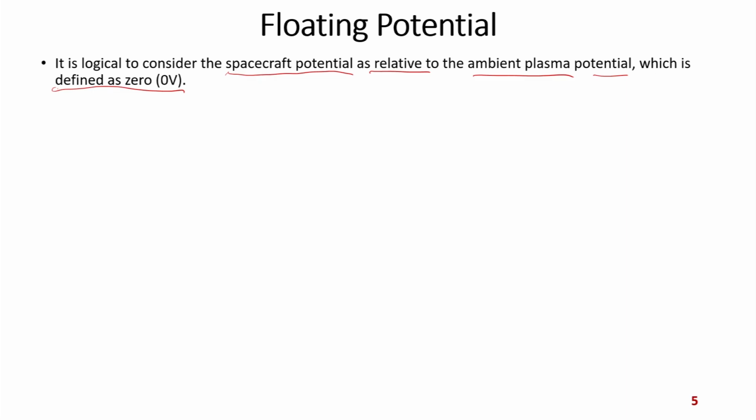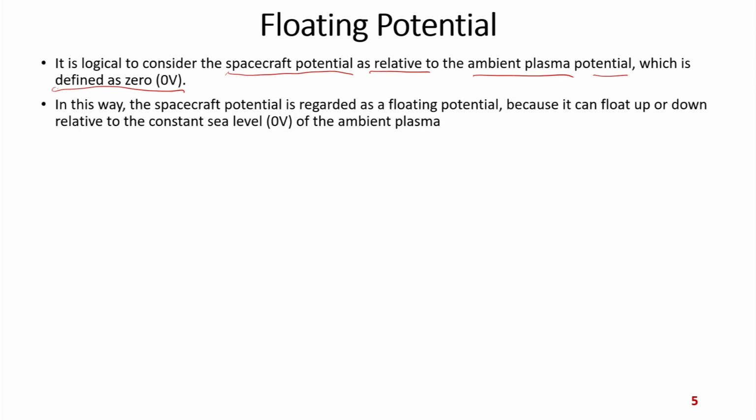So, there is no net field there, and I can assume it has a 0 potential there. This spacecraft potential is called the floating potential. Why floating? Because this potential can float up and down depending on the dynamic environment. Depending on the environment, the potential will either increase or decrease relative to a constant. What is the sea level here? Sea level is the 0 level, that of the potential of the ambient plasma.